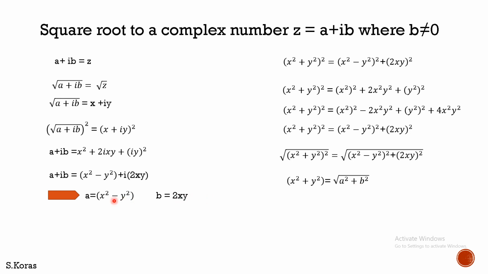Already we have a clue, x square minus y square is a, and another clue, the 2xy value is equal to b. And now a new clue, the x square plus y square value is equal to root of a square plus b square. Using these three values, we are going to find the x value as well as the y value. You must remember this: a is x square minus y square, b is equal to 2xy, and x square plus y square is equal to root of a square plus b square. Right.